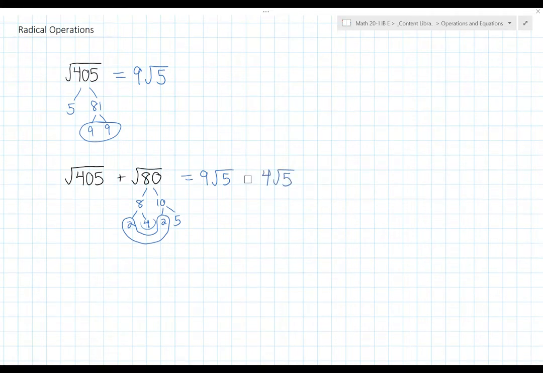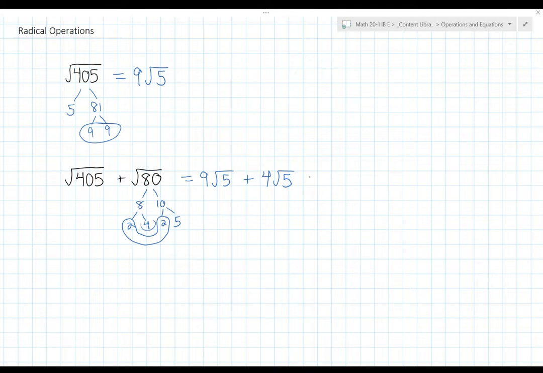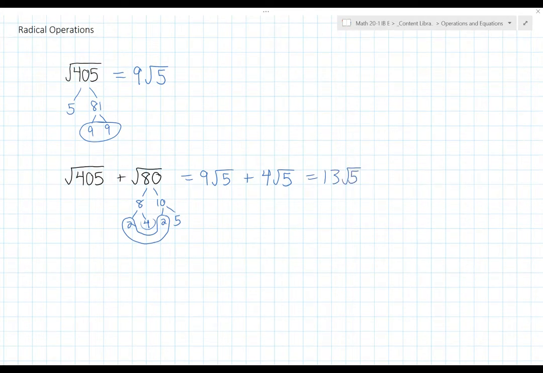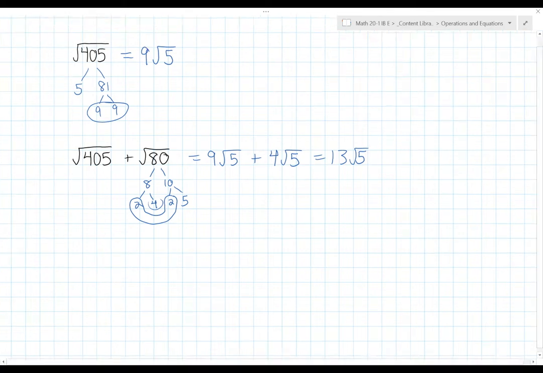Oops, that shouldn't be an equals. It should be a plus. Now that I have the exact same radicand, the root 5, that means I have similar terms. So I can go ahead and add their coefficients, and I get 13 root 5. So that is just a real quick recap of something you should have seen in Math 10 pre-IB.